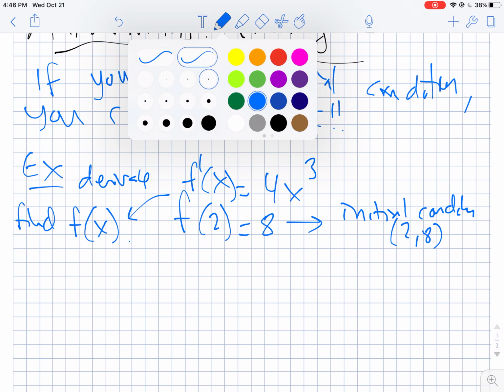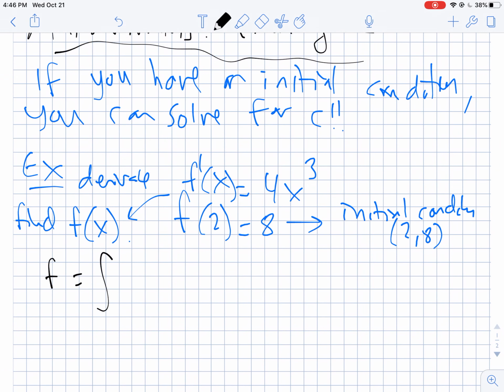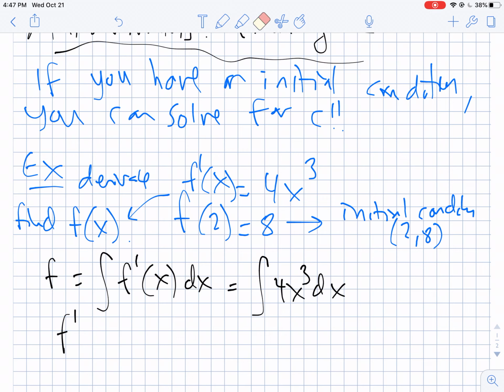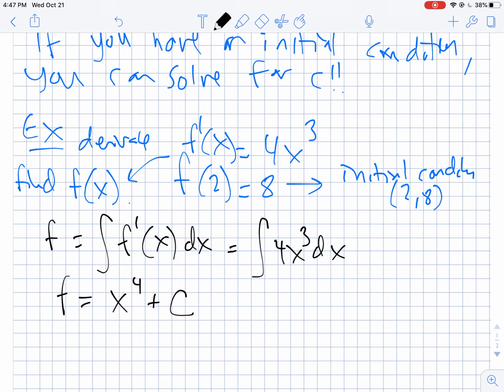So that means that you're going to start this problem by saying your function is the integral, the antiderivative of the derivative. That's how you get your function. So in this case, it would be the antiderivative of 4x cubed. Now, hopefully you've been paying attention, so you know that the antiderivative of 4x cubed is x to the fourth. Now, here's the idea. Once we get to this point, this is saying your f of x equals x to the 4th plus c. What you're going to do is plug in that point (2, 8). This is your x, this is your f. And then use that to solve for c.